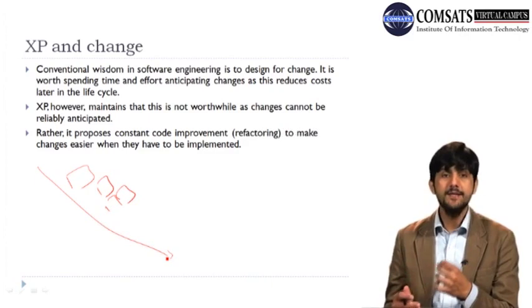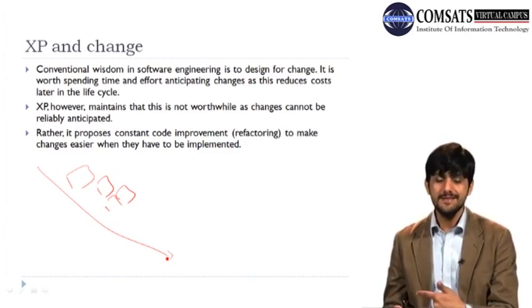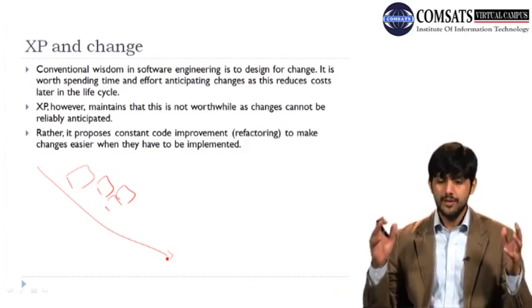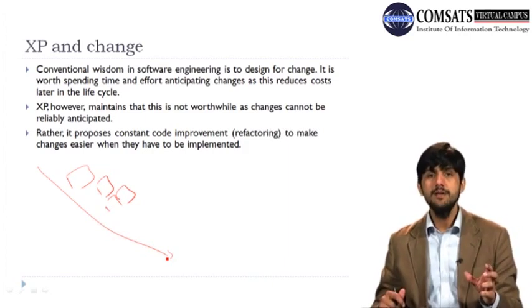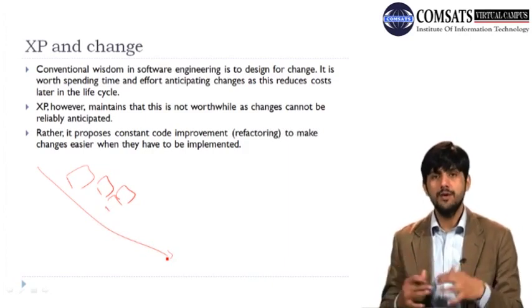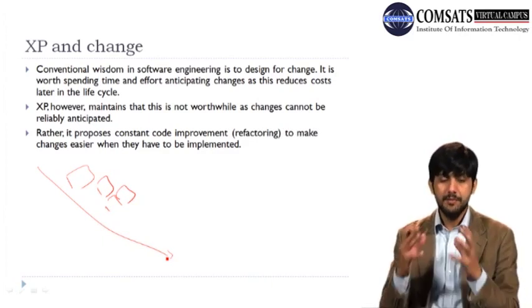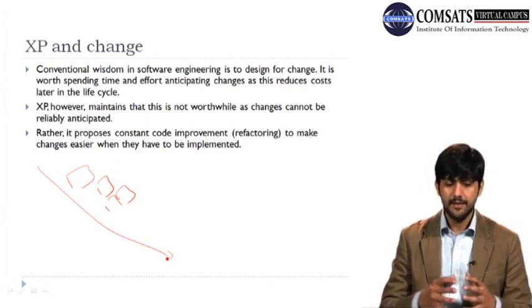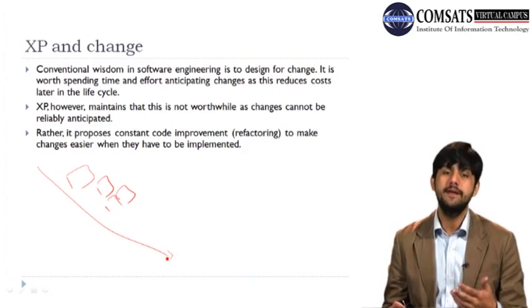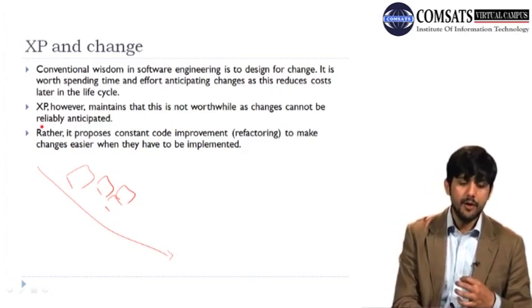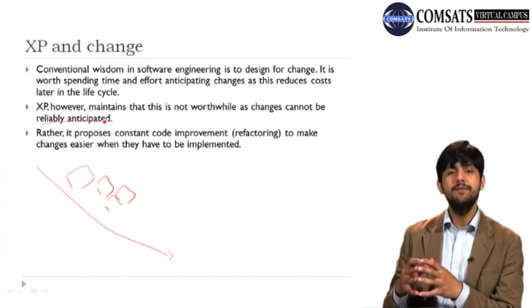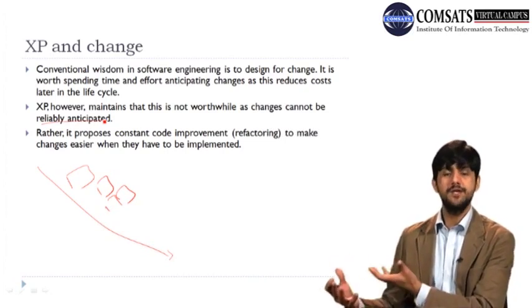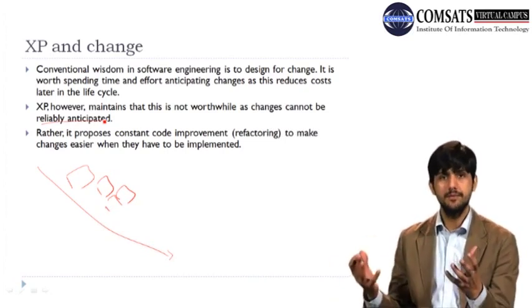And we believe that it is worth spending time and effort anticipating changes, as this reduces cost later in the life cycle. Remember, all the traceability effort that we go through, we do it because we believe that change is going to happen and we need to be prepared for it. We need to estimate changes and be ready for it. Whereas agile methods and extreme programming maintain that this is not worthwhile, as changes cannot really be anticipated. So they have a totally opposite approach, and they believe that you should not be wasting your energies in anticipating changes, because you cannot really anticipate them. That is what they believe.